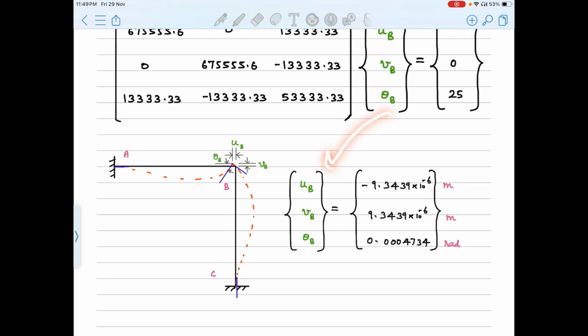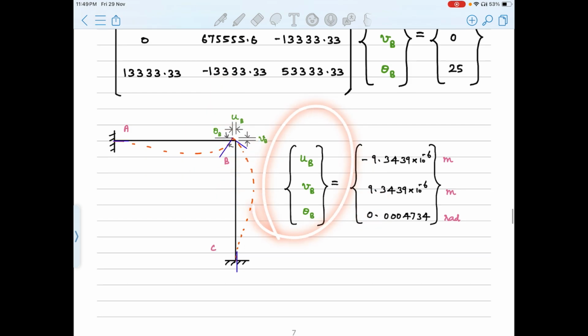So here you can invert this matrix, multiply with the load vector, and get these 3 values. You see that we get a negative value for UB, a positive value for VB, and a positive value for theta B. I already told that this joint will move leftward, upward, and undergo a counterclockwise rotation. This is consistent with that. That's why I told it's important to visualize the displaced profile. This negative means that the joint is moving leftward, this positive means the joint is moving upward, and this says that the joint is rotating in an anticlockwise fashion. This is clearly consistent.